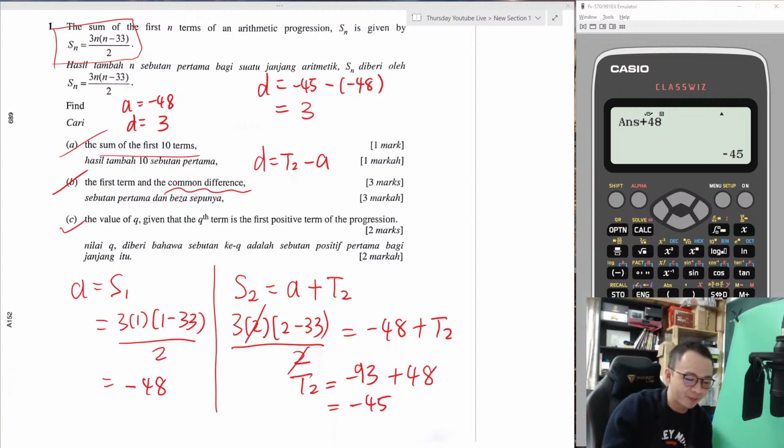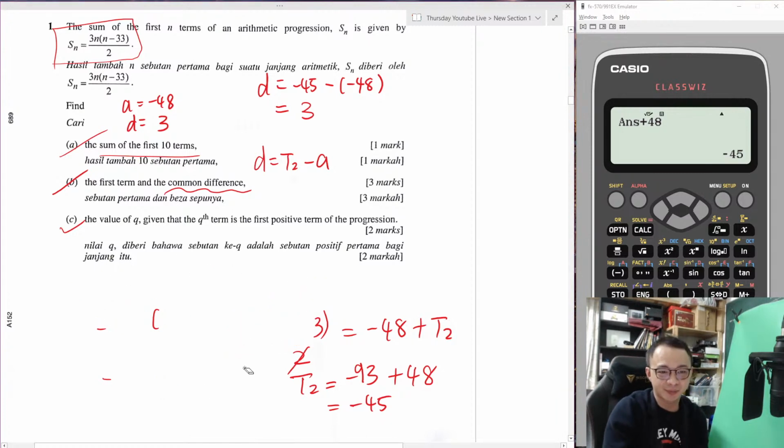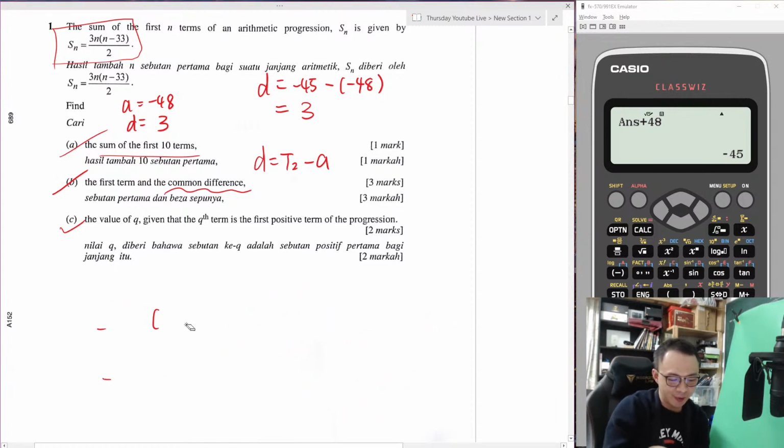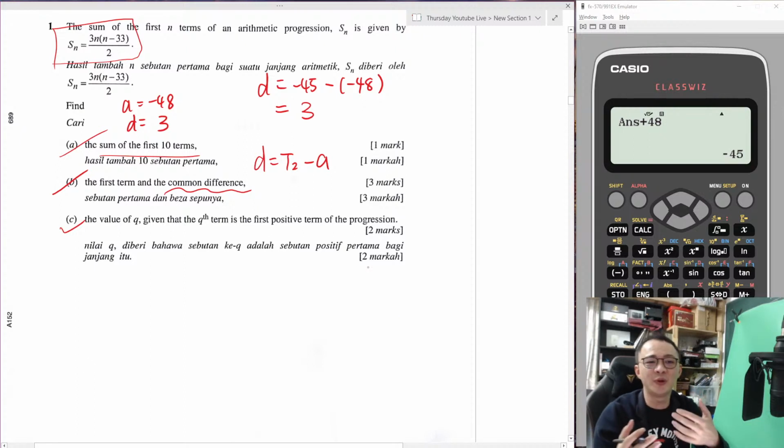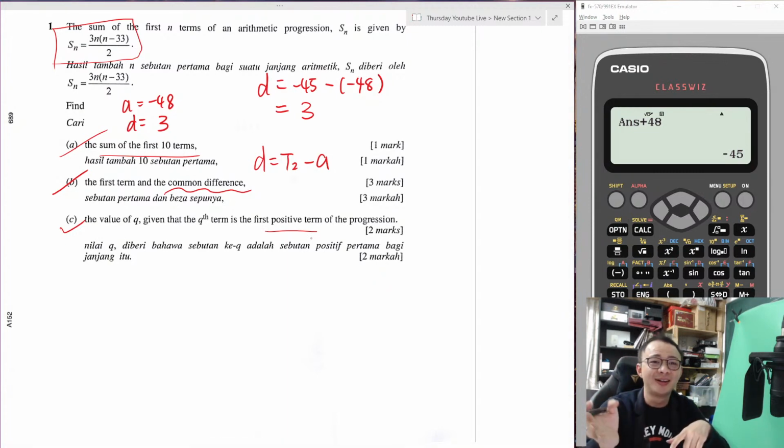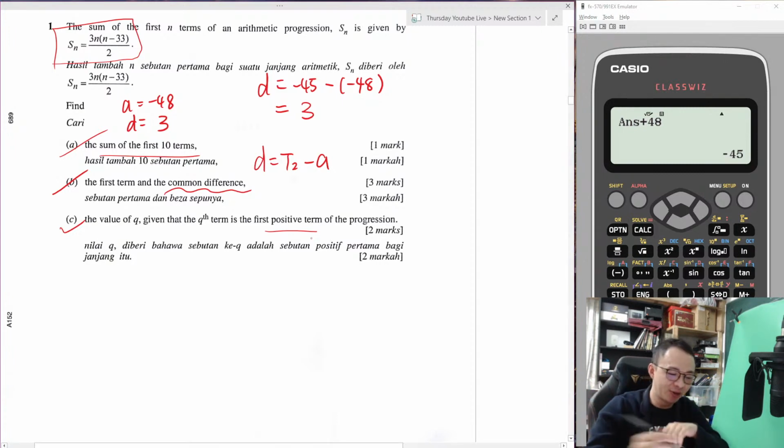Okay, so I just need to use the a and d value here. Right now I want to know which term will give me the positive term. So first, you need to know what the meaning of positive term is here. Positive term means bigger than 0. So basically I will need to do Tn bigger than 0.